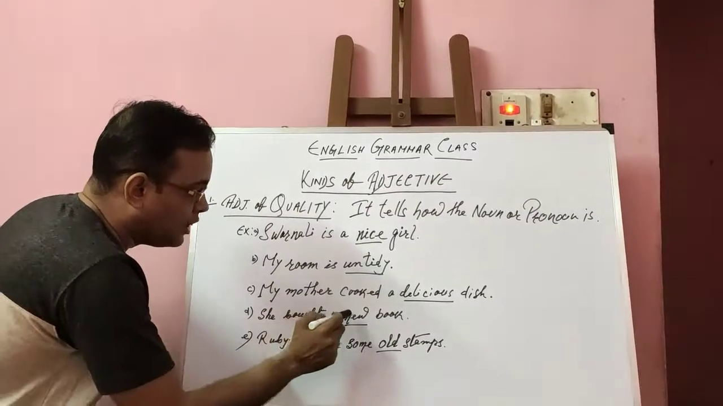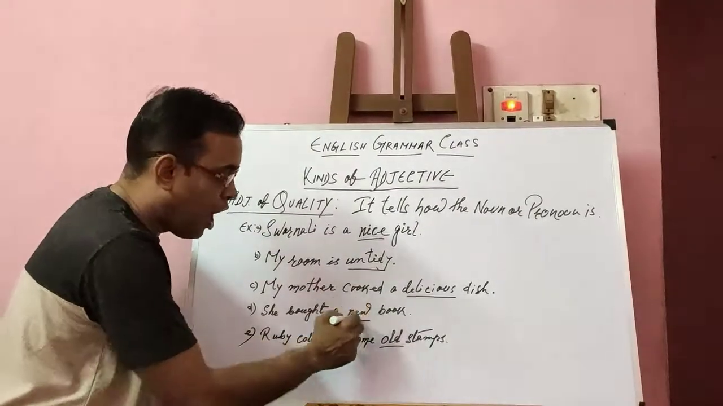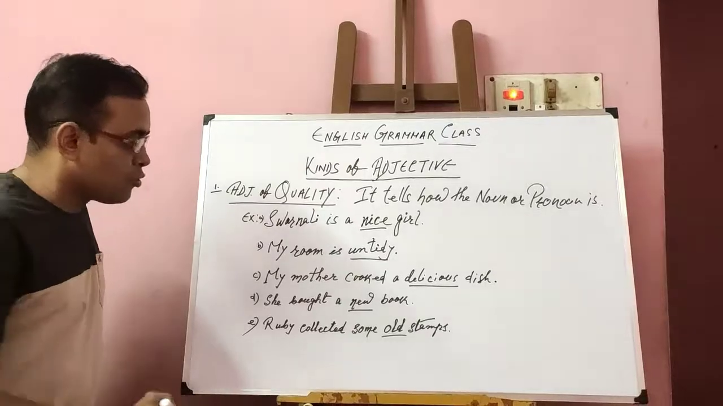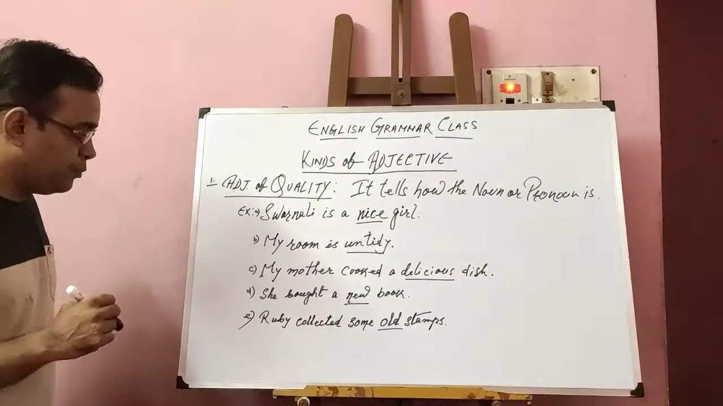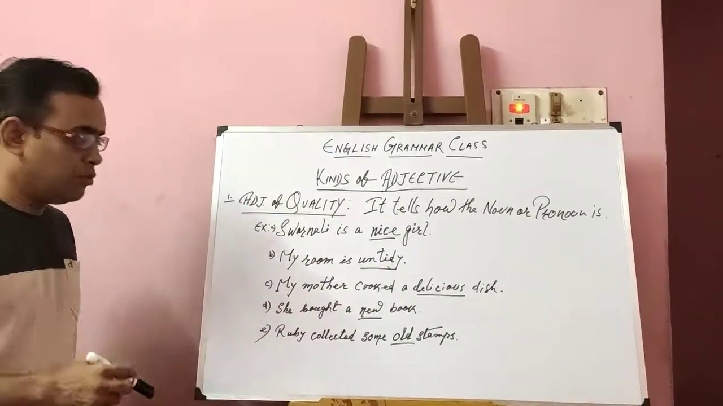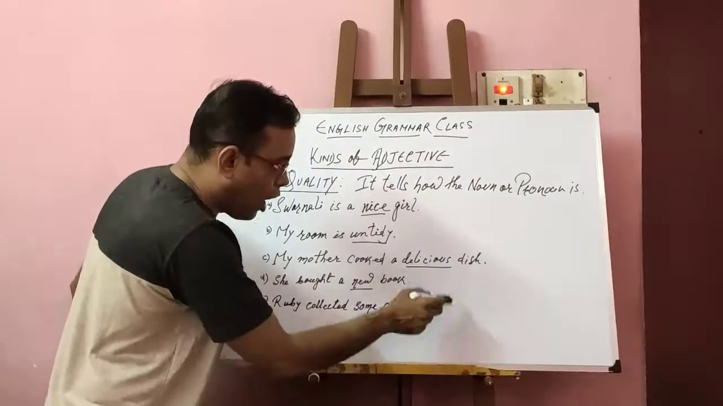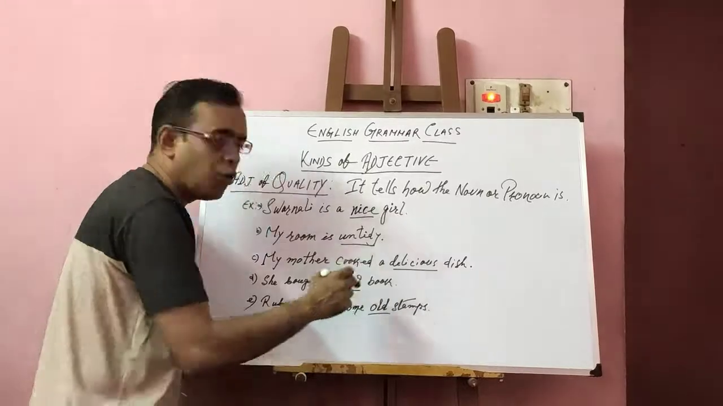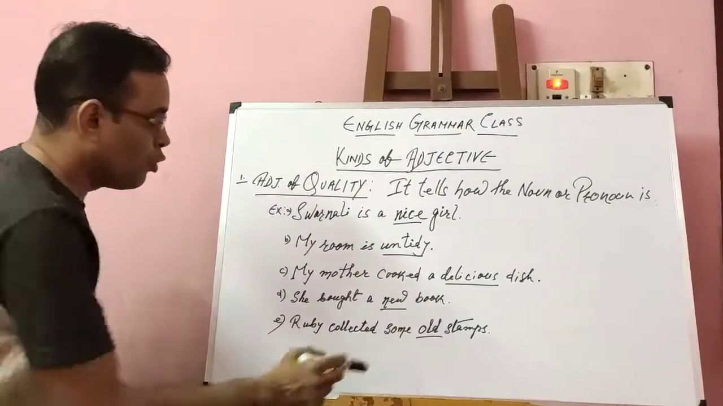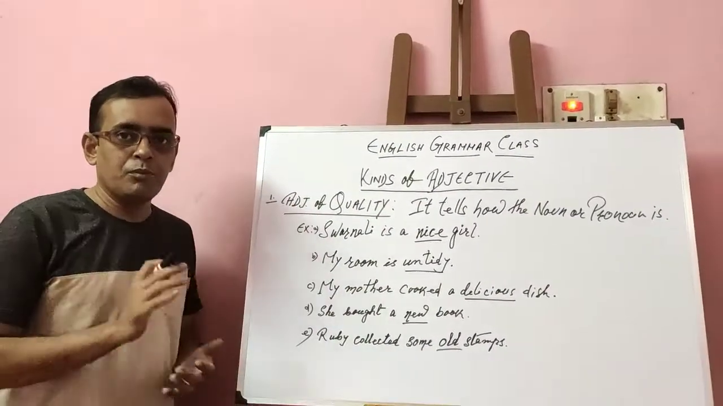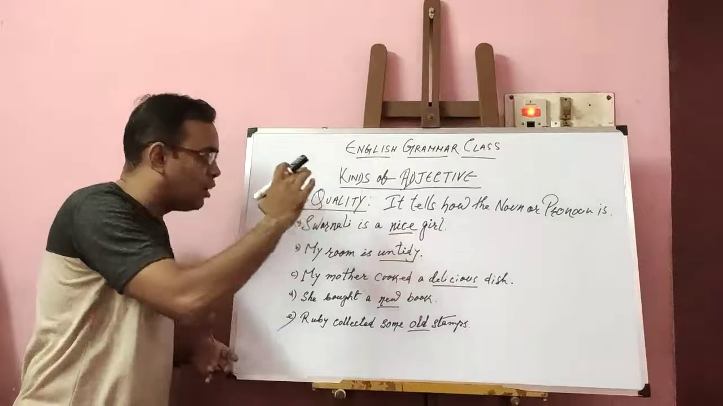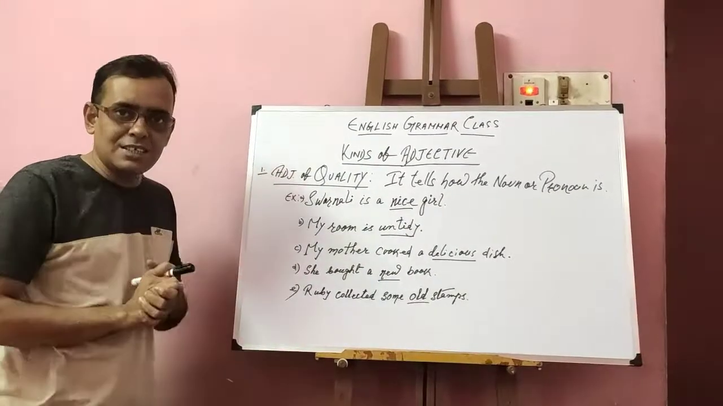Next, she bought a new book. How the book is? Which book she bought? So how the book is? Book is new. So new is adjective of quality. Next, Ruby collected some old stamps. How the stamps are? Stamps are old. So the word old describes the noun stamps. So old is adjective of quality. Hope you can understand what is adjective of quality. Now you can pick out adjective of quality from the sentences, right?